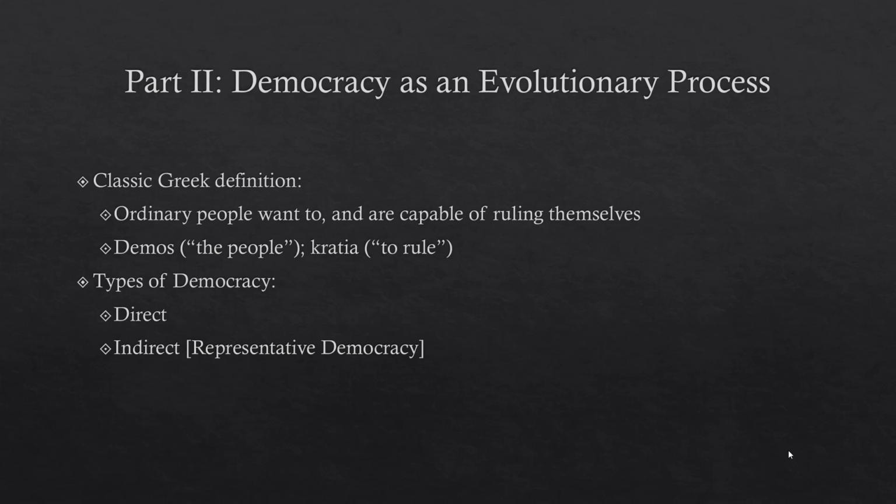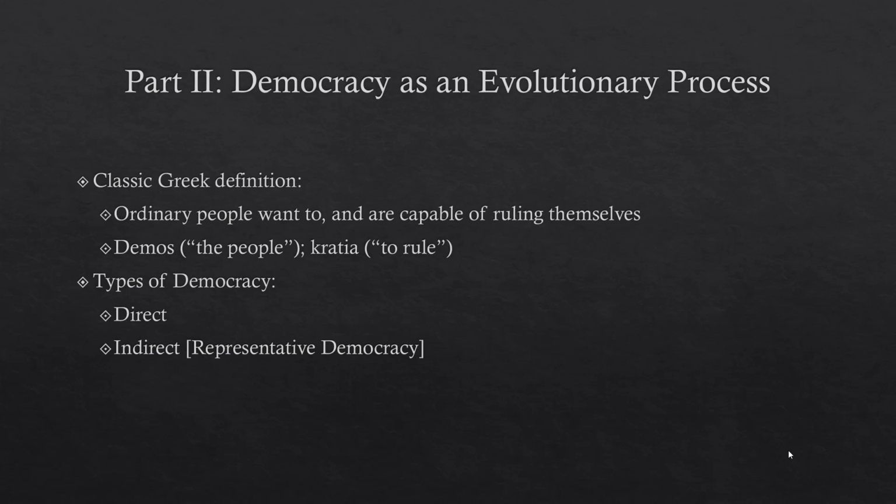In our first video, we discussed the government's ability to solve political conflict because it has legitimacy as a representative democracy. Let's explore that concept a little further. We understand democracy from the classic Greek definition, which says that ordinary people want to and are capable of ruling themselves.